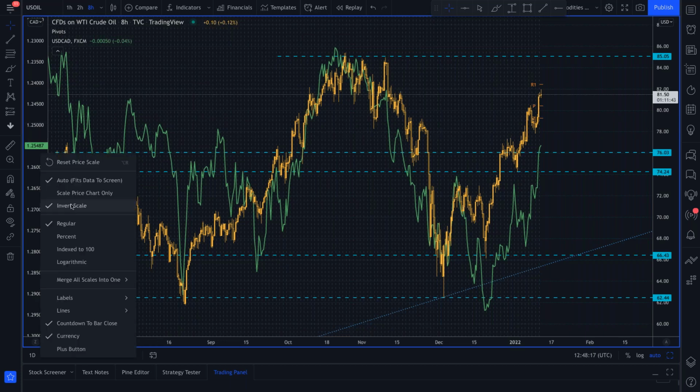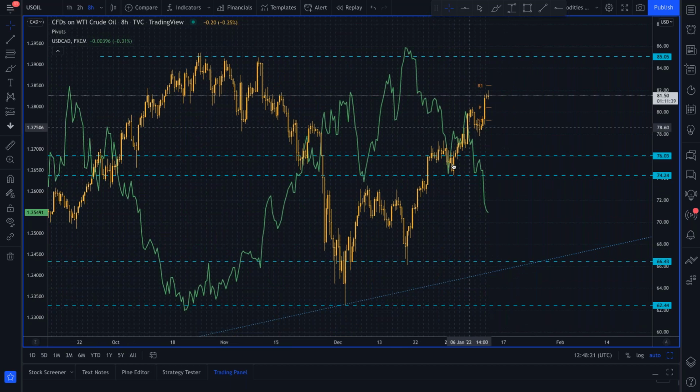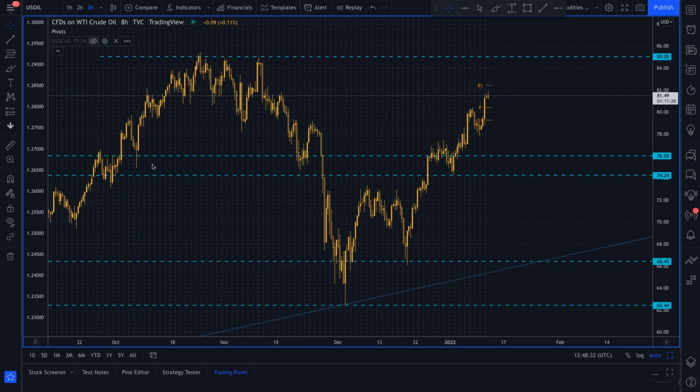So in very simple terms, when oil prices rise, dollar CAD falls, right? When oil prices fall, dollar CAD rises. So a proxy for trading oil is just trade dollar CAD.